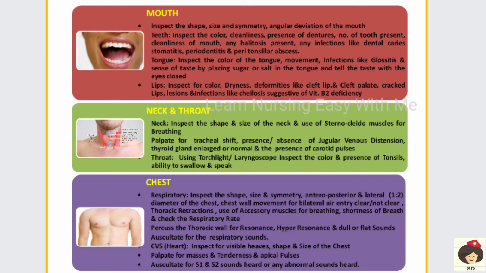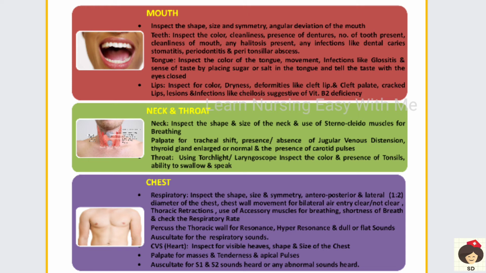In the throat, using a torchlight or a laryngoscope, you can check the color, any infected tonsils, or any coated area in the throat. Or you can also see the ability of the patient to swallow and speak. Because the larynx is in the throat, you have to ask the patient to speak and also to swallow, and identify any changes. Next, coming to the chest.